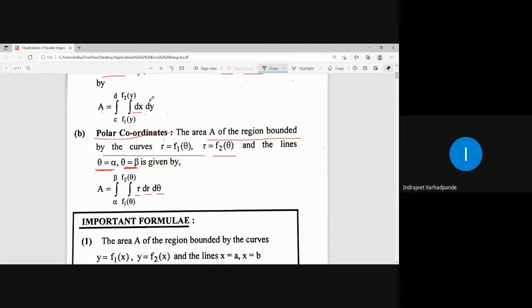We know that in the conversion of Cartesian to polar, this dx dy is converted to r dr d theta. So in the case of polar coordinates, the integrand is not 1, it is r.